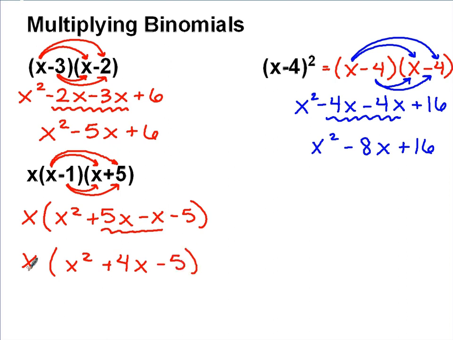Now to multiply this x through to every term in there, I need to take this x and multiply it by each and every term inside this trinomial. So this becomes x cubed plus 4x squared minus 5x. And that's the final answer. And that's how you multiply binomials.